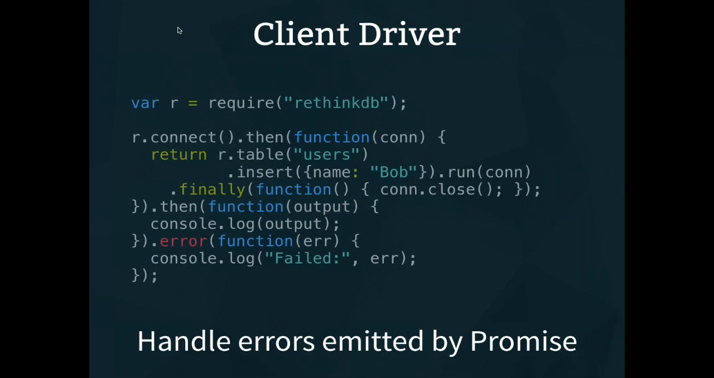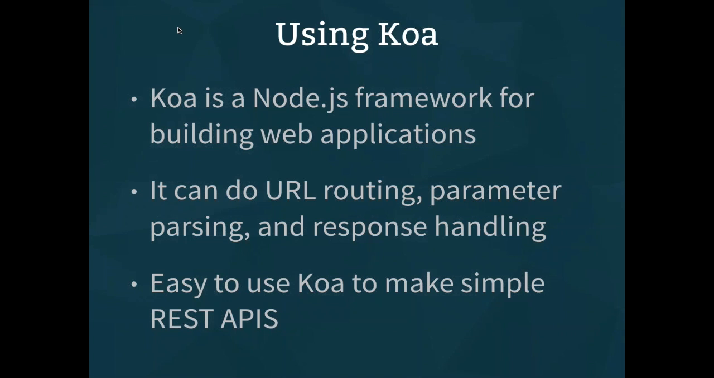Now, if you wanted to do error handling, you can again take advantage of the promise.error there and just add an error message at the end, in case it fails. Like, let's say, for example, you don't have a users table or something like that, you would get that error message there.